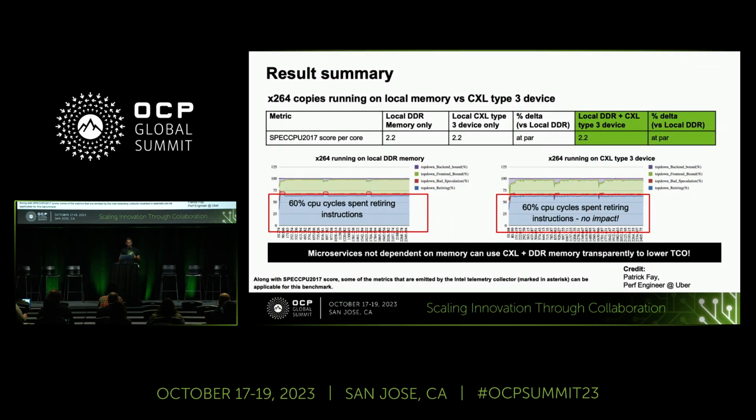Okay, so the results. I ran x264. As I said, it should not depend too much on memory, and that's exactly what we saw. As you can see, the scores, irrespective of local DDR, CXL, or using CXL plus local DDR, all remain the same. And this is very important when you think about what Samir and Manoj mentioned on TCO and looking at solutions that will really move the needle for the business case. CXL and DDR can be used transparently when your microservice does not depend heavily on the memory. So this was very good to see, and as you can see, the breakdown of the core cycle usage shows that you are essentially retiring the same amount of instructions.